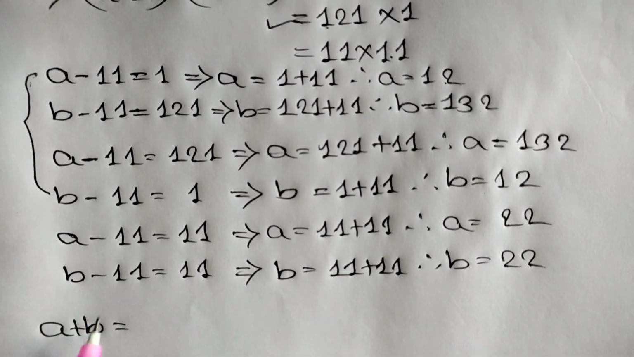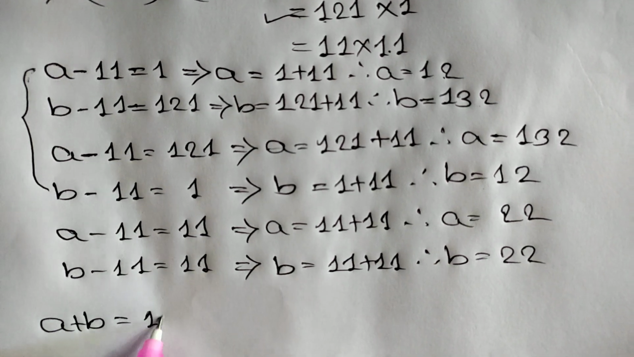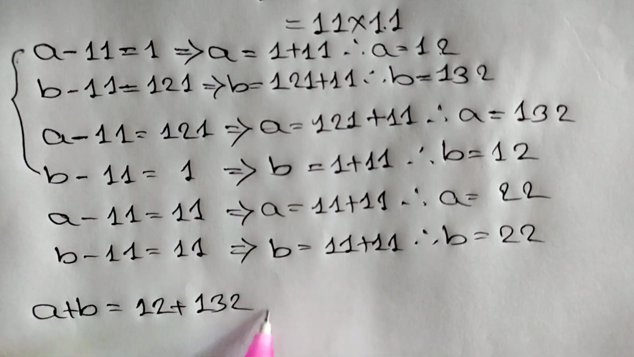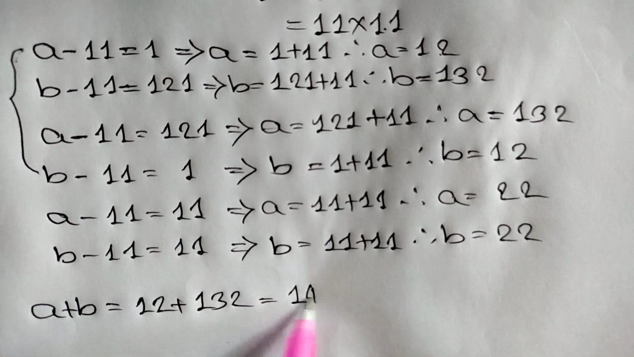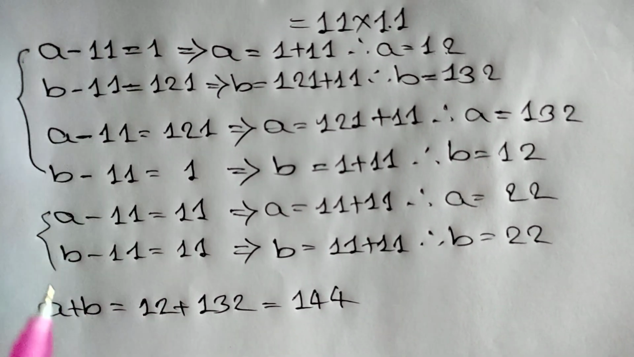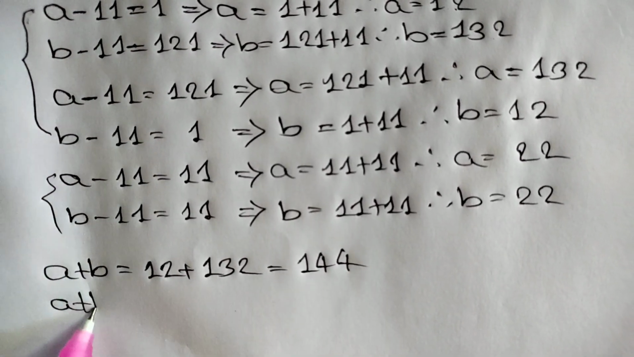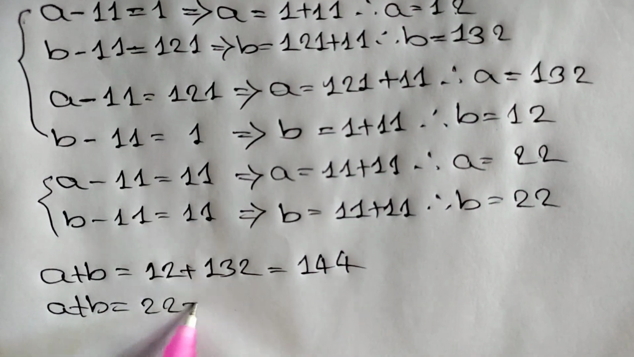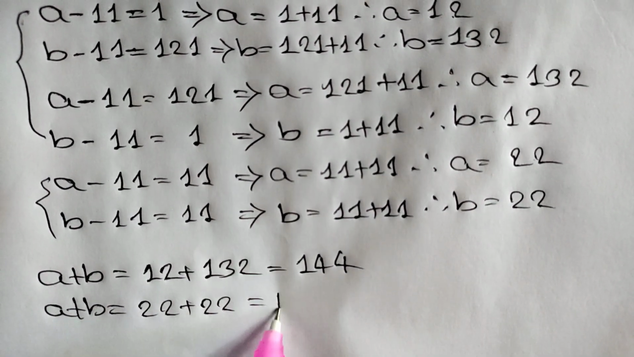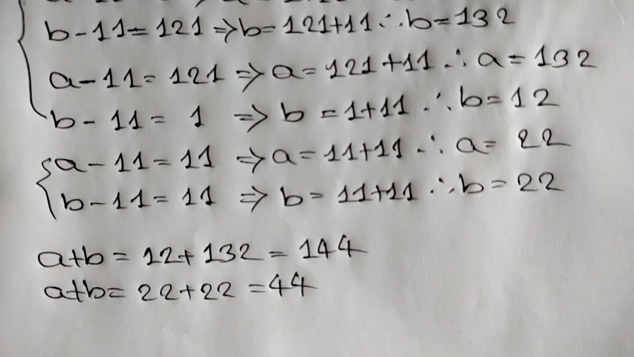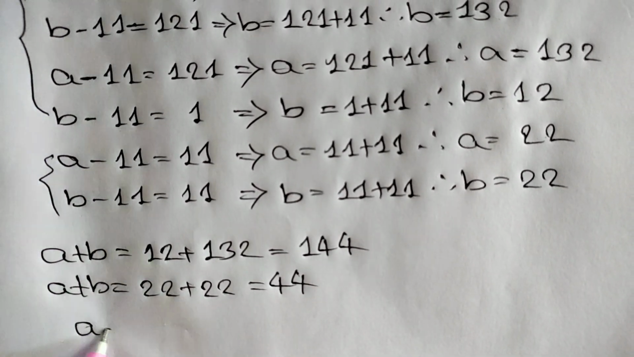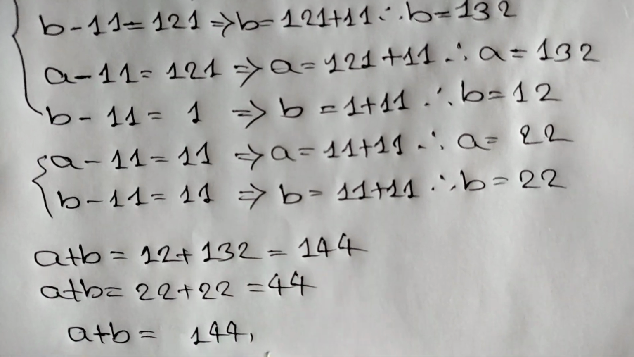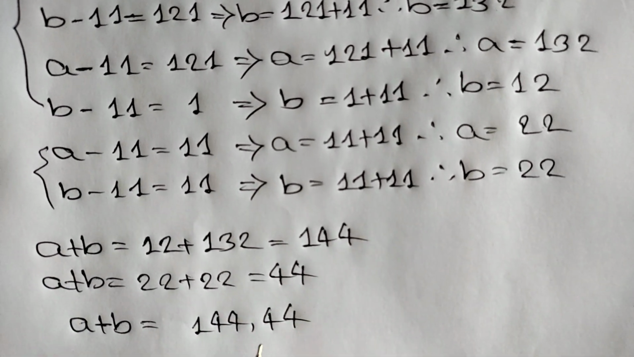So we can write, when a is equal to 12 then b is equal to 132, so a plus b is equal to 144, and in this case a plus b is equal to 22 plus 22, which is equal to 44. So finally the value of a plus b is equal to 144 and 44.